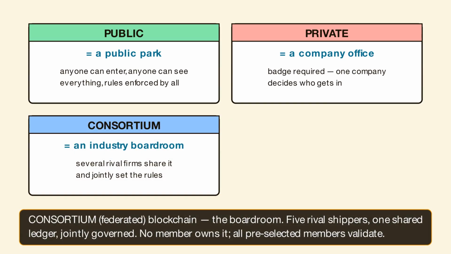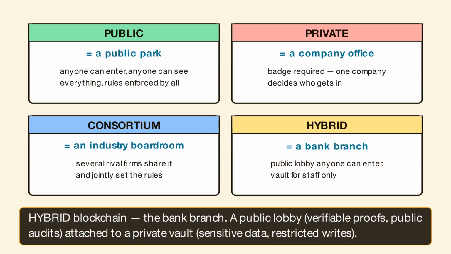Consortium. Federated blockchain. The boardroom. 5 rival shippers. 1 shared ledger. Jointly governed. No member owns it. All pre-selected members validate. Hybrid blockchain. The bank branch. A public lobby. Verifiable proofs. Public audits attached to a private vault. Sensitive data. Restricted rights.